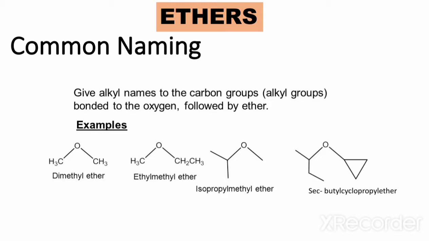So these were the common naming and some rules to name the ethers, and some examples of how to give them common names. This is the basic rule: we name the alkyl groups attached on the oxygen atom, and then we add ether at the end. So these were the common naming of ethers.